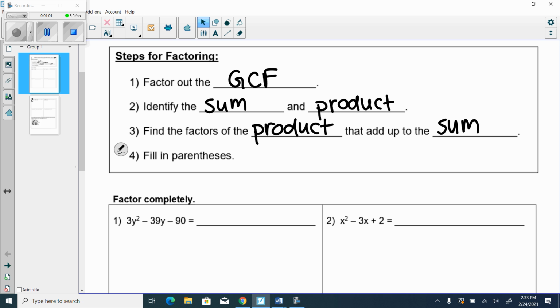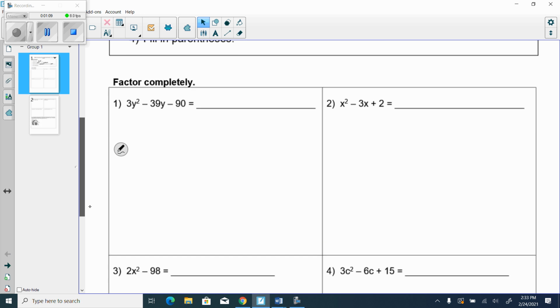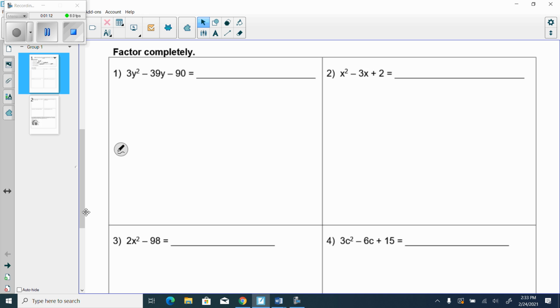Okay. All right, so going straight into the examples for today. On number 1, what am I looking for first here? Right. And that is 3. So I'm going to take 3 out of all of these. So if I take 3 out of 3y squared, we're left with y squared, good. What does that middle term become? The first one does become y, and then the second one, negative 13y. Very good. And then my last term becomes negative 30.